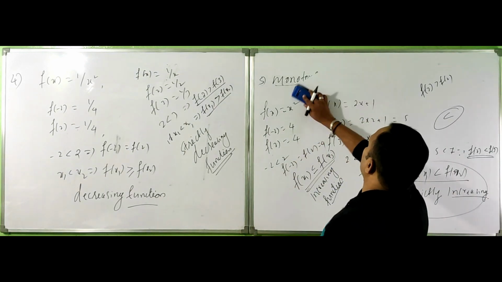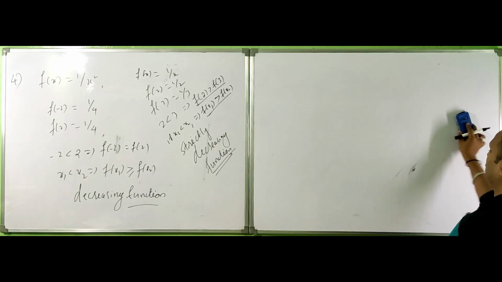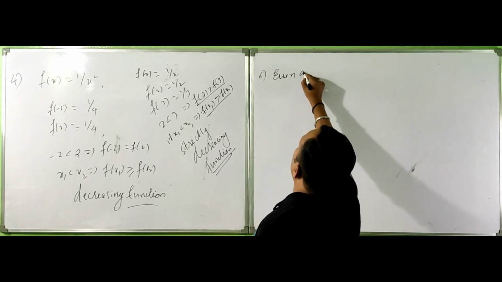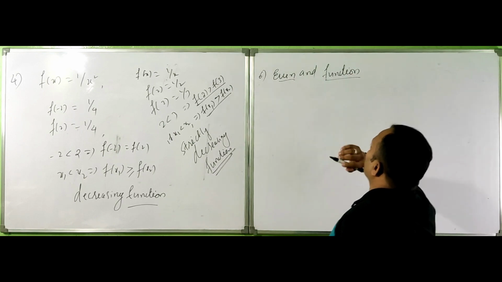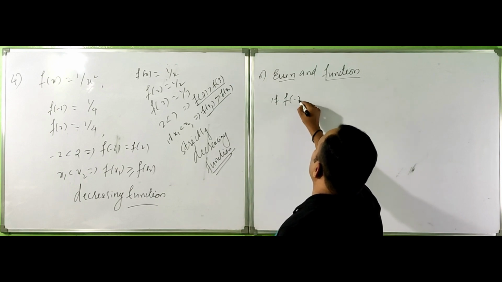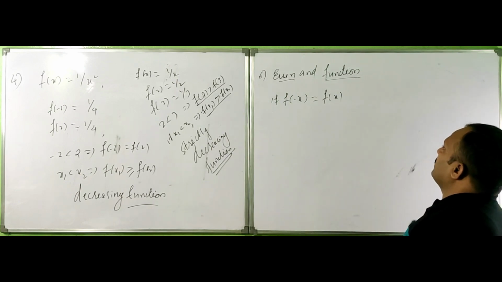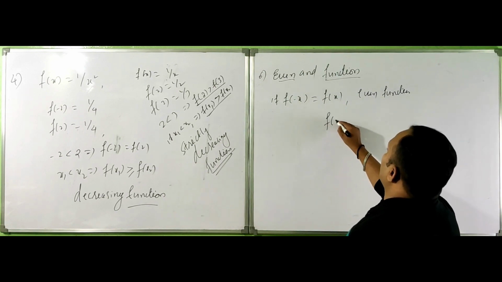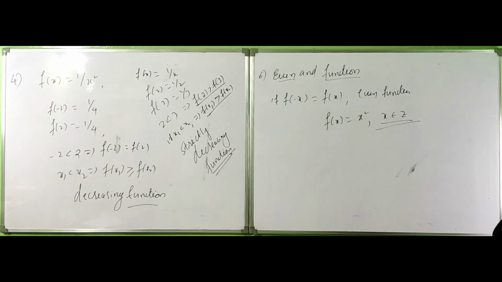Then even and odd function. Even and odd function. Let us see, if f of minus x is equal to f of x, this is called even function. For example, f of x is equal to x square, and x belongs to integers. I am getting all positive values.